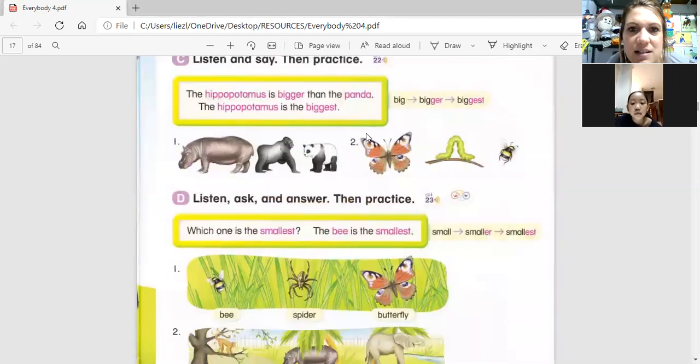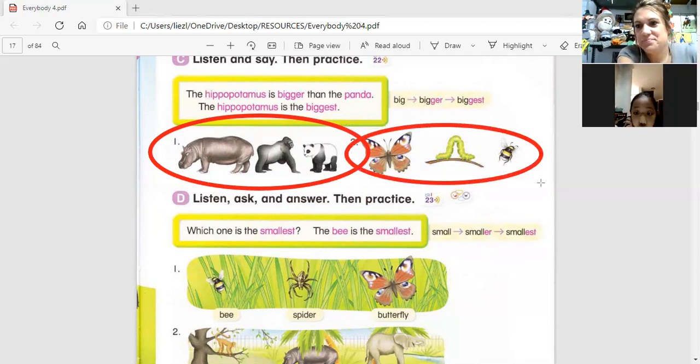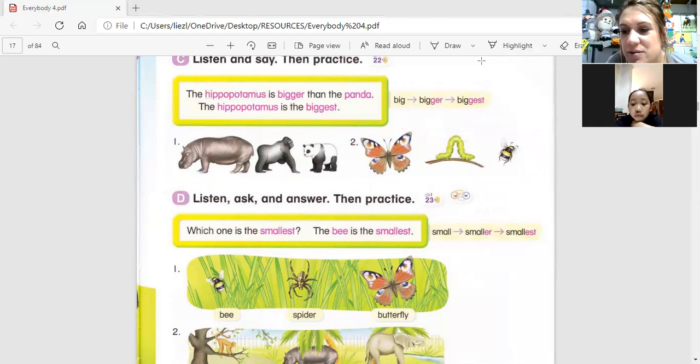Okay, let's go down here. Who is the biggest? The hippopotamus, the panda, the hippo, the gorilla, it's the biggest. Biggest. And this one here? The butterfly. The butterfly is the biggest. Very good. Well done.